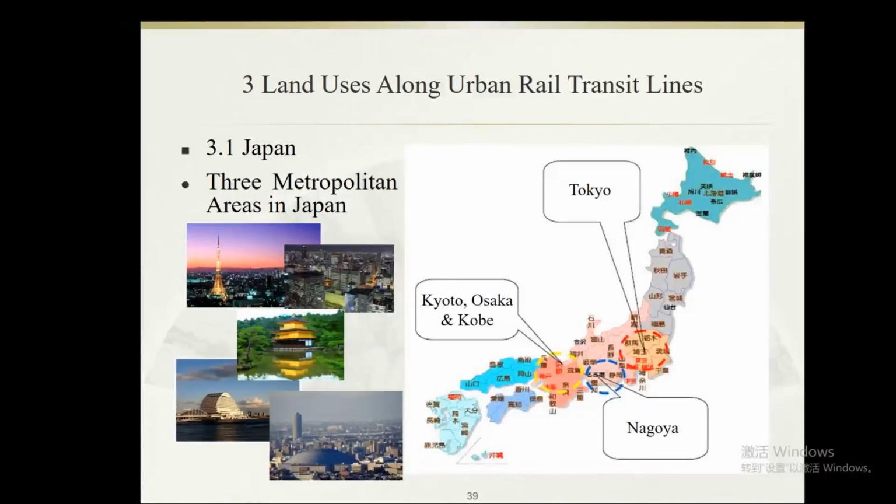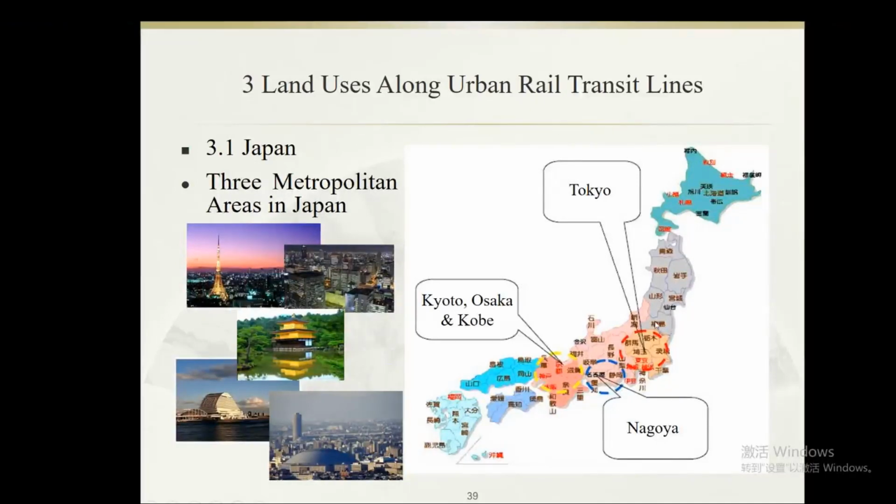The third part: land use along urban rail transit lines. I think most of you are officers in railway companies. Let's see the experiences in Japan, in Europe, and in Hong Kong of China. How can they get rational land use along the railway lines to have the sustainable development of the cities and of the railway lines? First, let's check the case in Japan.